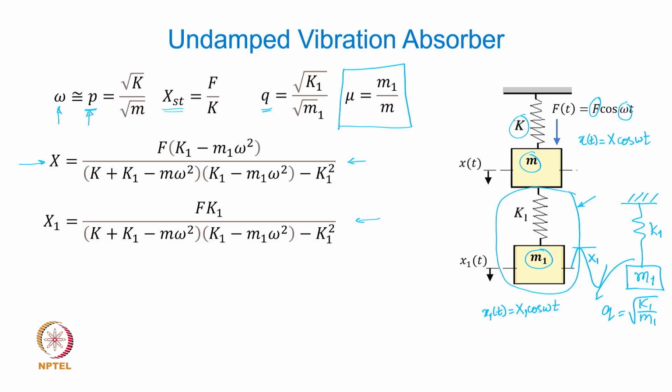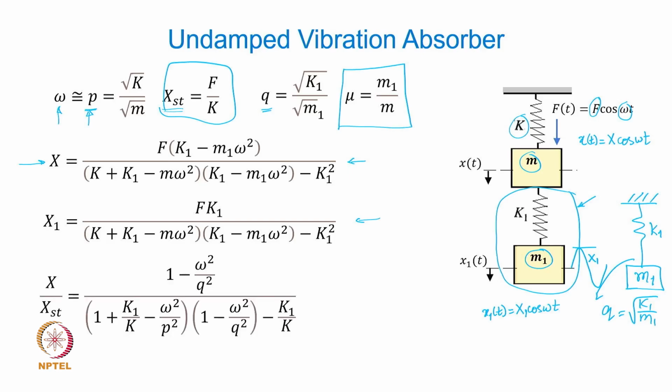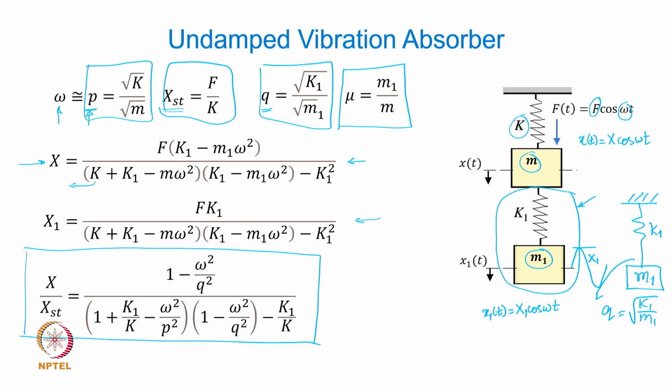Now we already know, because we have these expressions and we have assumed this X static to be F over K, I can non-dimensionalize this particular equation by appropriately arranging, taking k out from this denominator and then using the expression of mass ratio. I can actually get this X non-dimensionalized as X over X static given by this expression. Because q has been defined like this and p has been defined like this, the p and q will appear in this expression. So you can see how this can be transformed into this equation. That's simple mathematics which we are not going to deal with here at the moment.